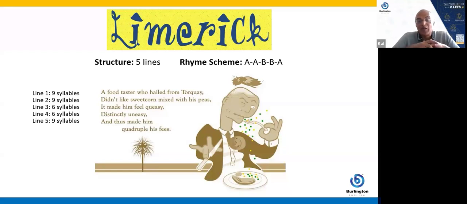Just to finish off with, I'll read it. You can have a go with me. Does your last line sound correct? A food taster who hailed from Torquay didn't like sweet corn mixed with his peas. It made him feel queasy, distinctly uneasy, and thus made him quadruple his fees.